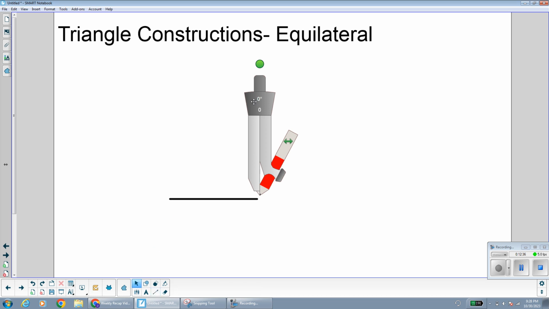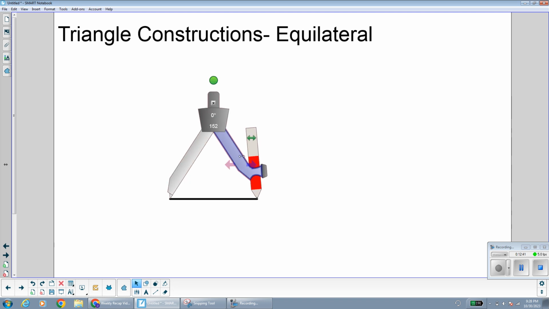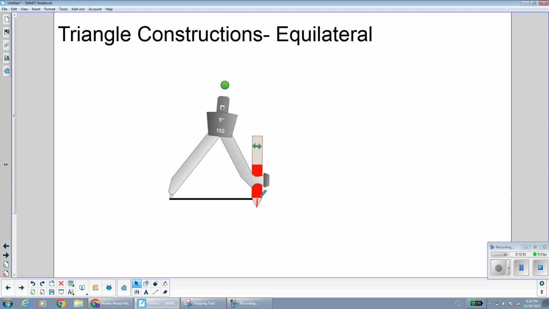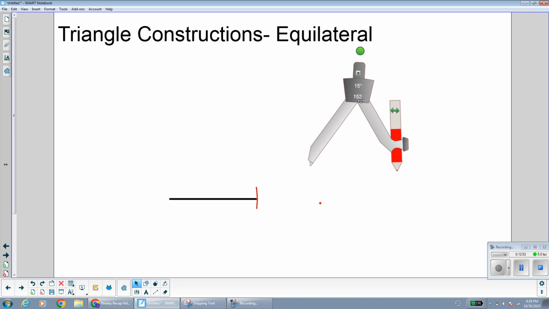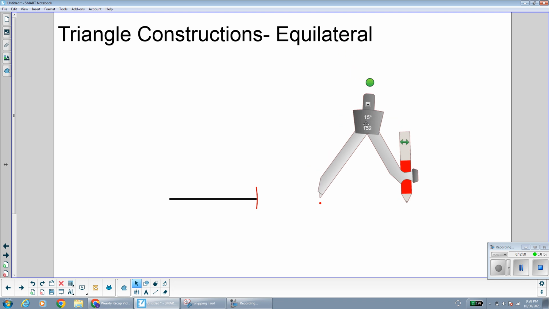So first what I'm going to do is I'm going to copy the measurement of the line segment. And I'm going to mark a point where I'm going to start my triangle. And I'm just going to take this measurement that we just measured. I'm going to go over to that new starting point that I just dotted.